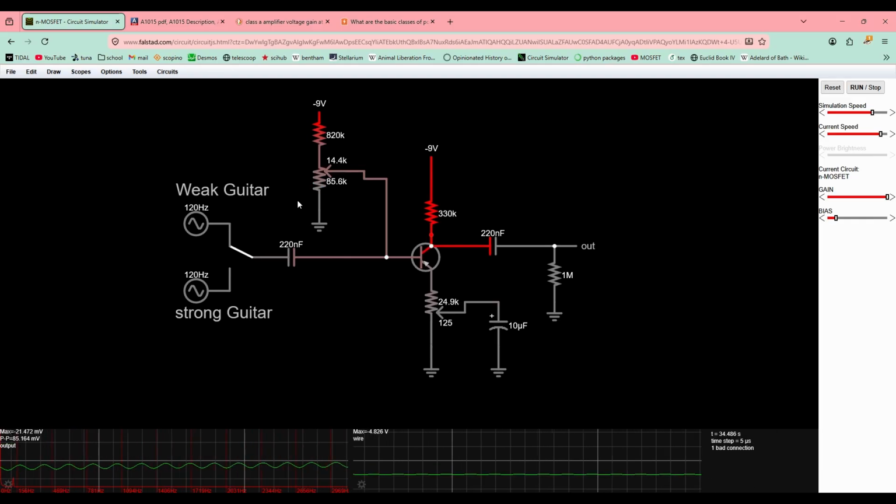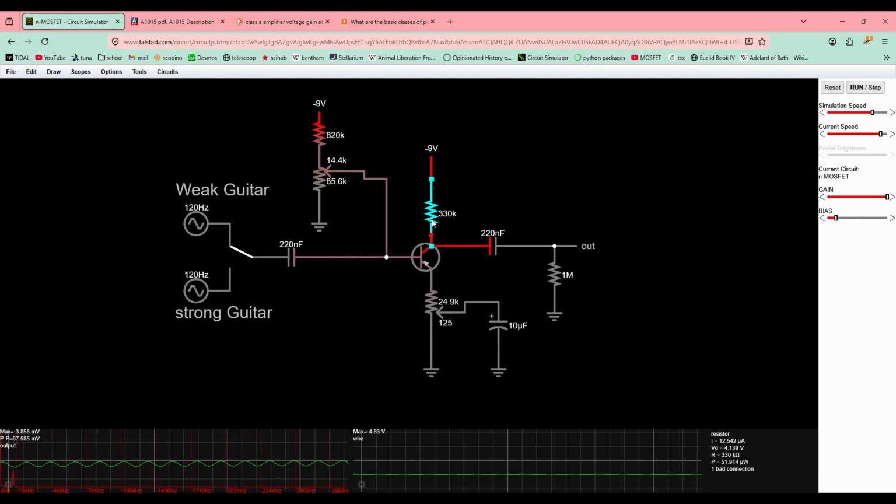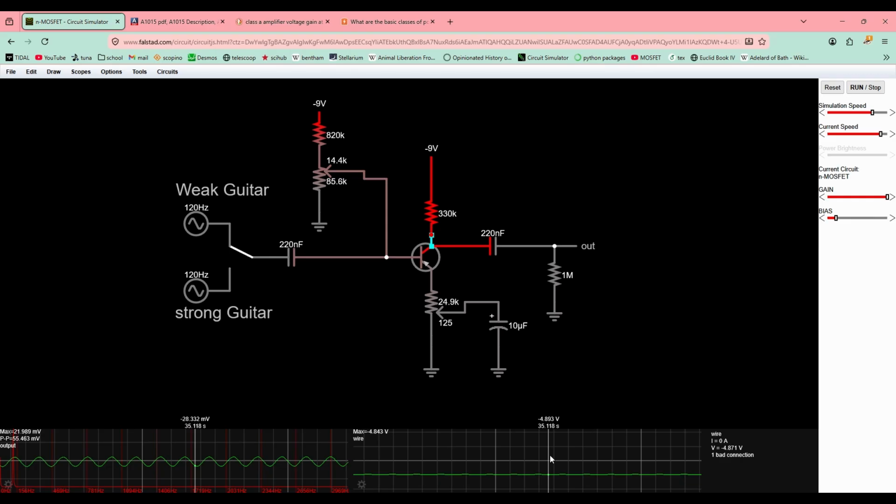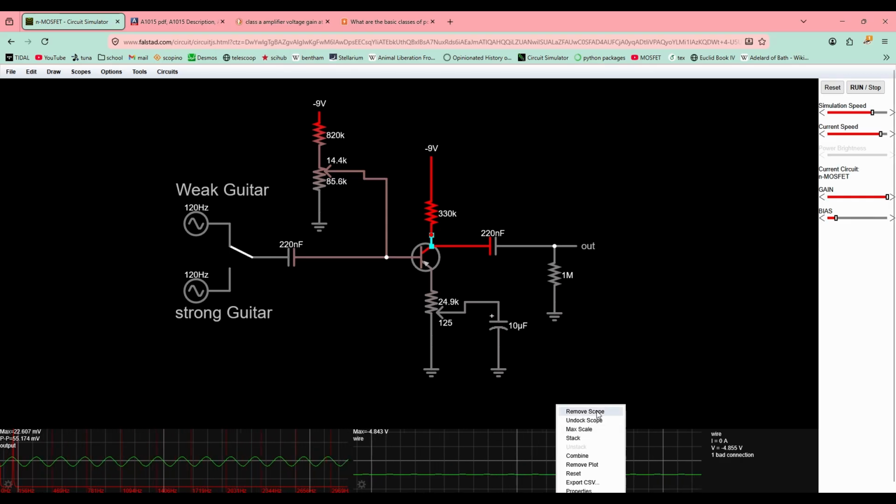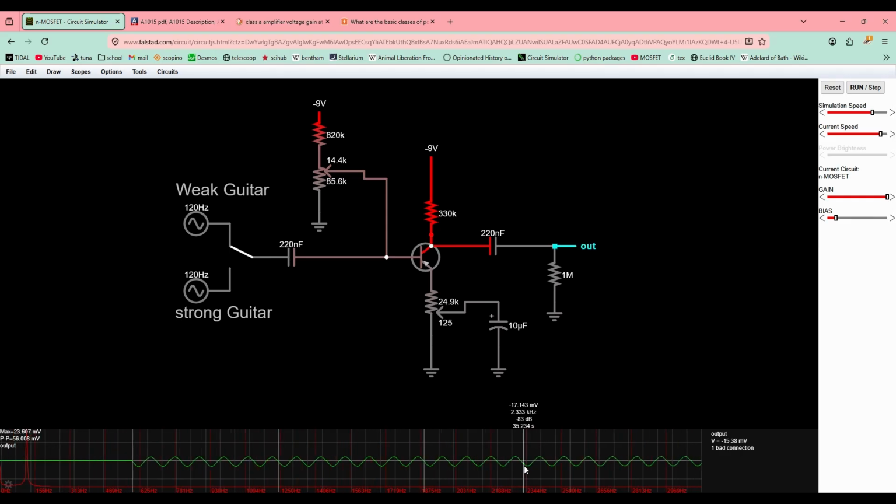So this is going to be a trim pot in our final design, and it's just going to take care of small errors in the resistors in the circuit. Next up, let's remove the bias now that we know that it's approximately right, and look at the output signal.